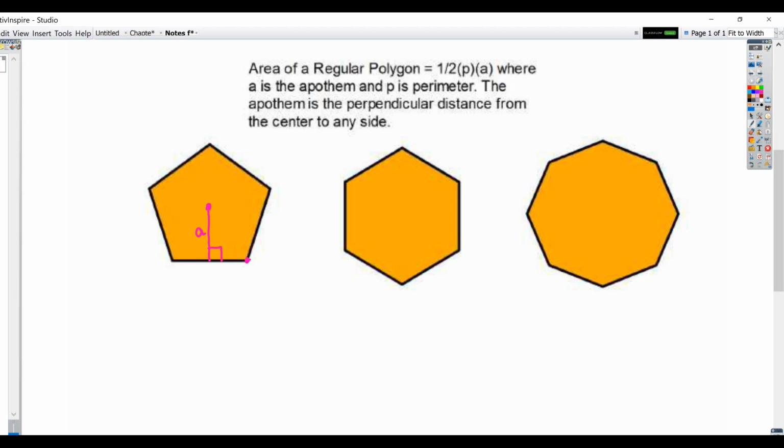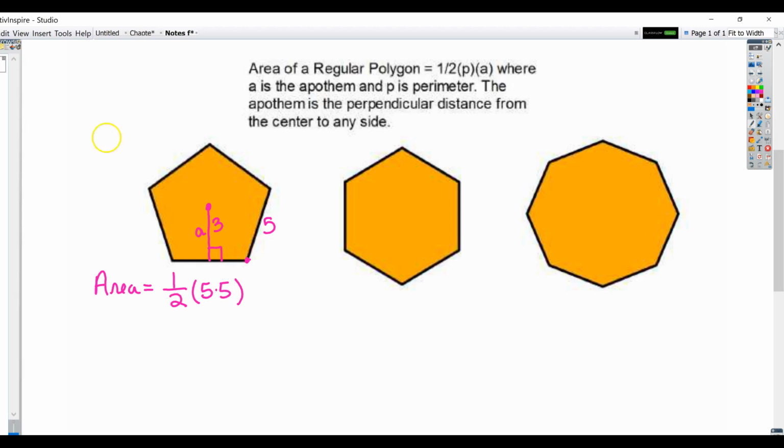So I'm going to start with a basic example here. Say our apothem is 3 here. So I'm going to tell you this is 3. And let's just say the side length is 5. So the area of this polygon is going to be 1/2 the perimeter. And you can do the P and A either direction. The perimeter is going to be what though? 25, because I'm going to do 5 times 5.